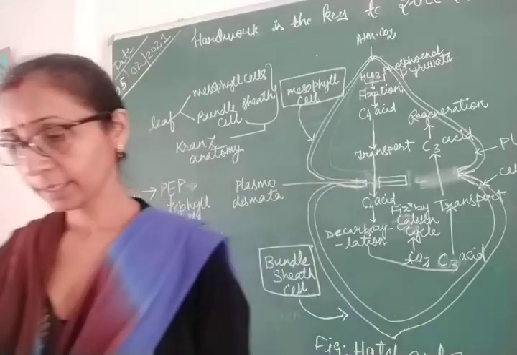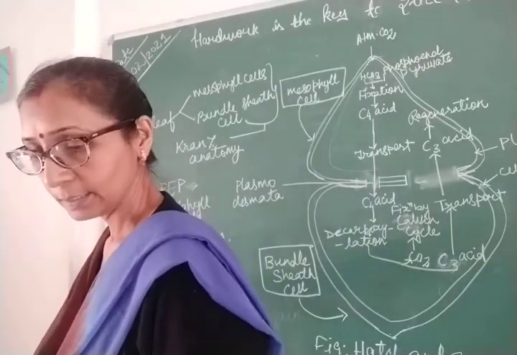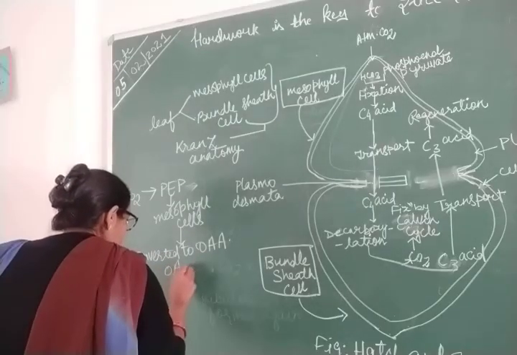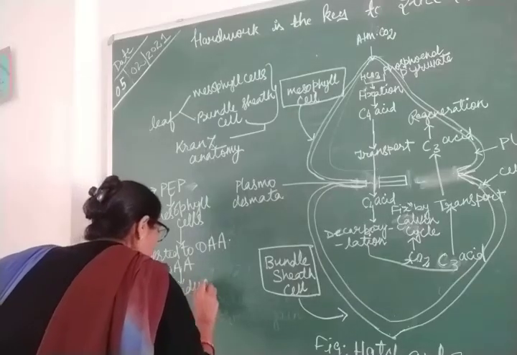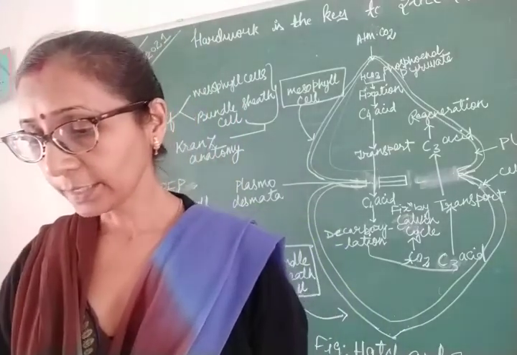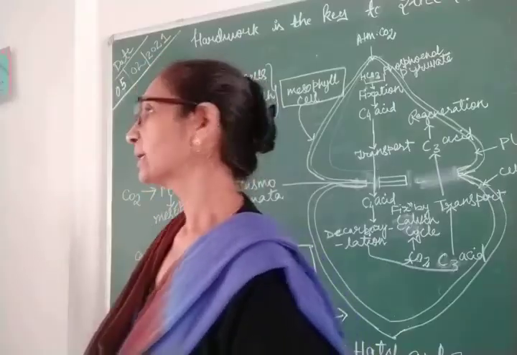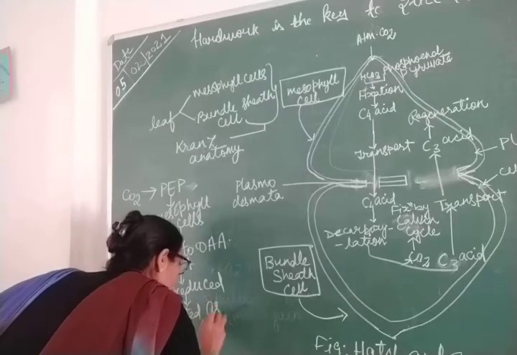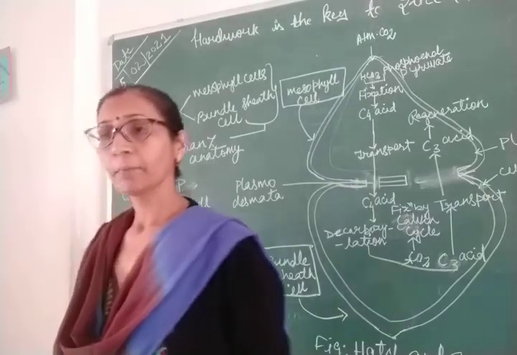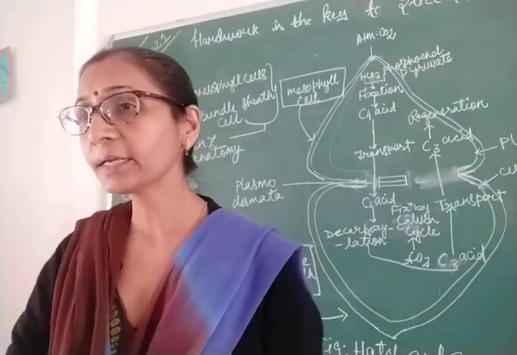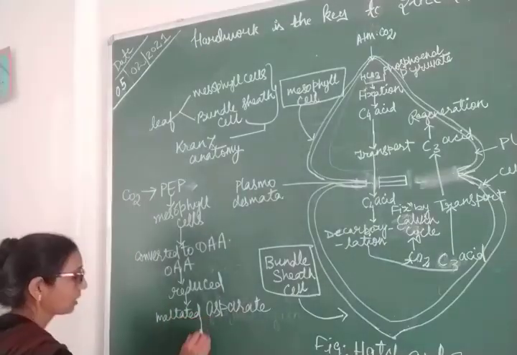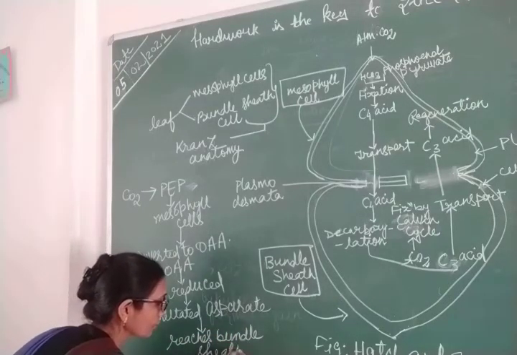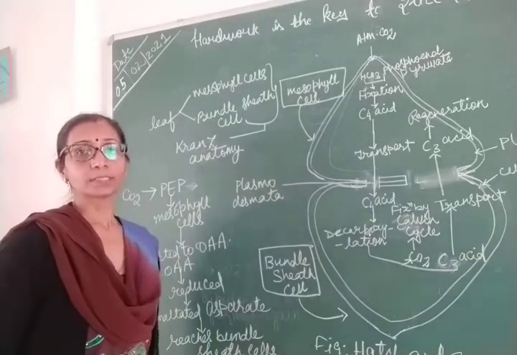Now this oxaloacetic acid, or oxaloacetate, gets reduced by malate or aspartate, and then after getting reduced, it reaches the bundle sheath cells.